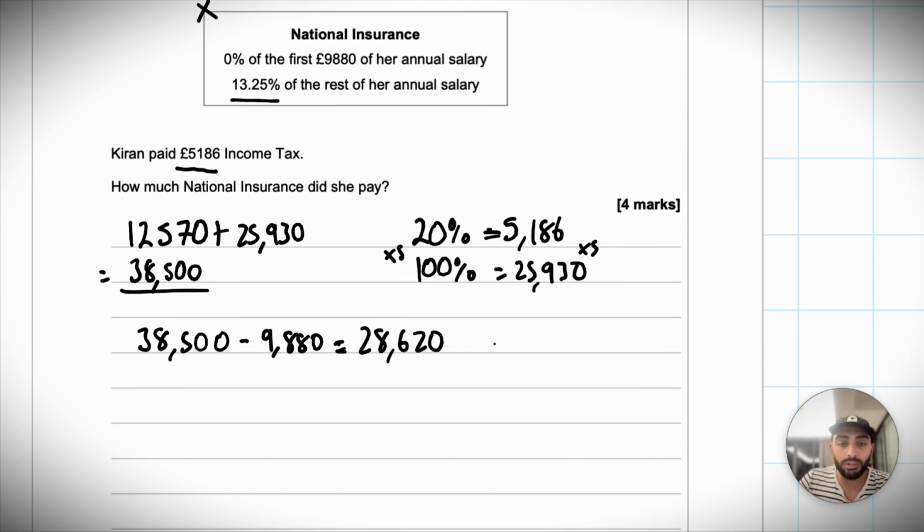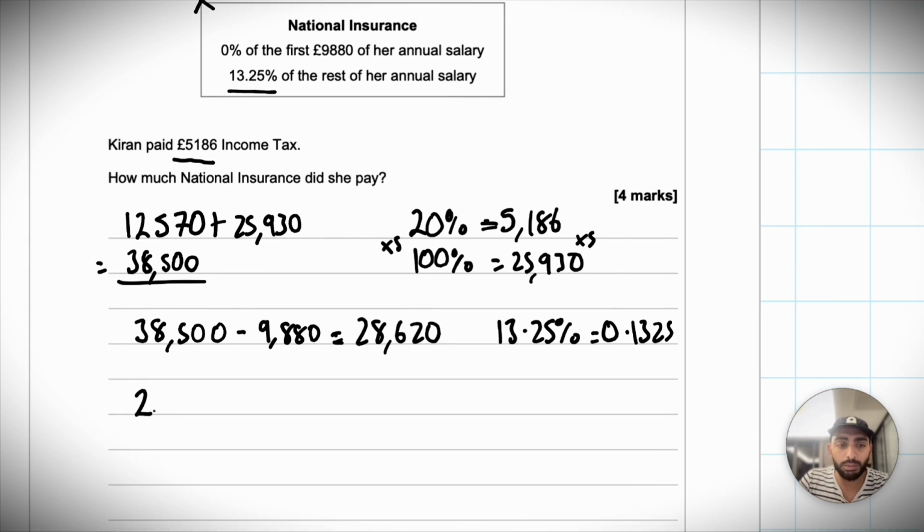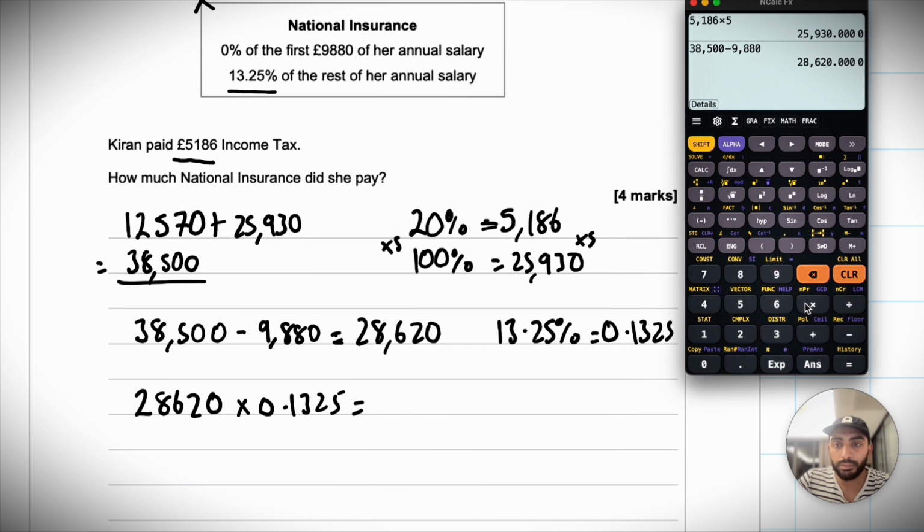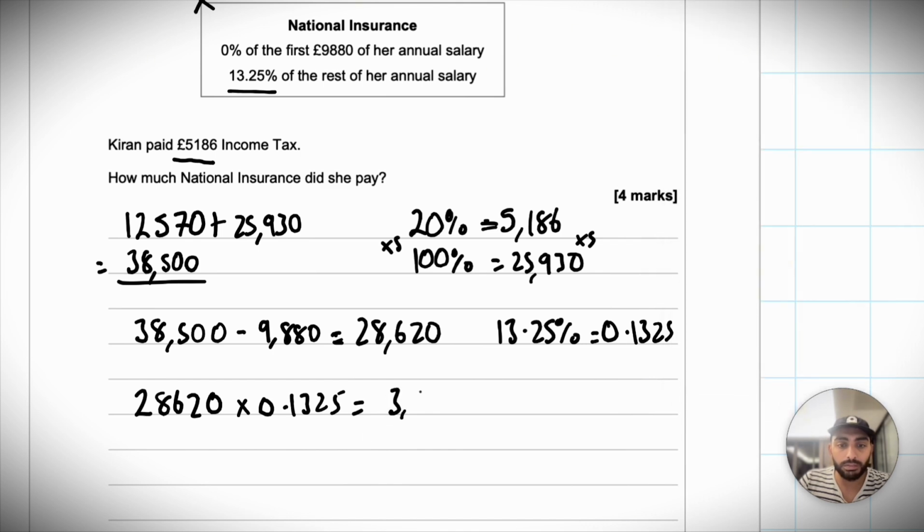We need to find 13.25% of that. What is 13.25% as a decimal? To convert percentages into decimals, we just need to divide by 100. So the decimal point will move before the 1. So that would be 0.1325. The decimal multiplier here is 0.1325. So we'll multiply the amount that she's going to be taxed on by that decimal multiplier, and that will give me my final answer. That gives me £3,792.15. So this is the amount that she's paying national insurance on.